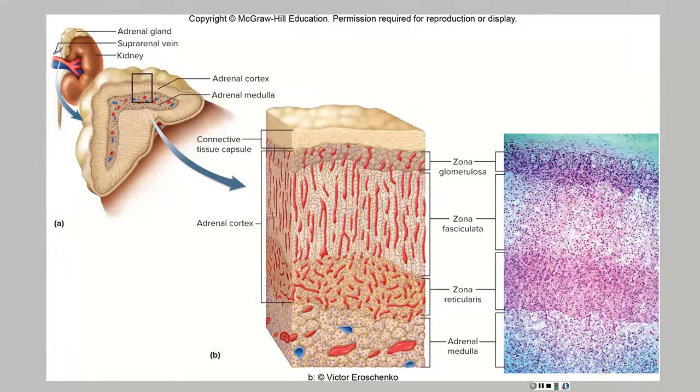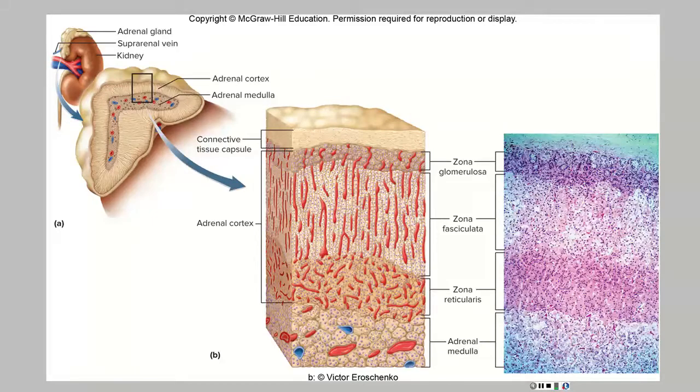Hypersecretion, not so much in males. We don't really see any significance in males, but in females, hypersecretion can lead to masculinization, basically showing masculine characteristics, increased body hair, deeper voice, and also virilization, which is just another term for increased sex drive.